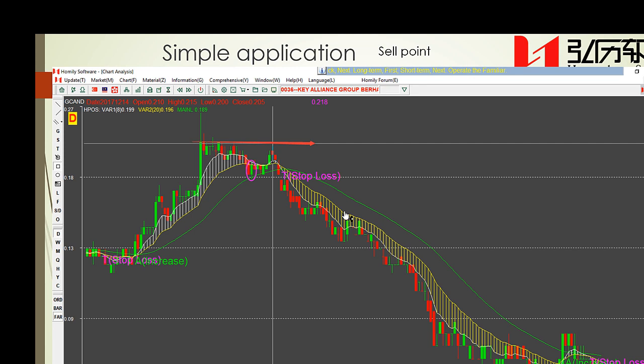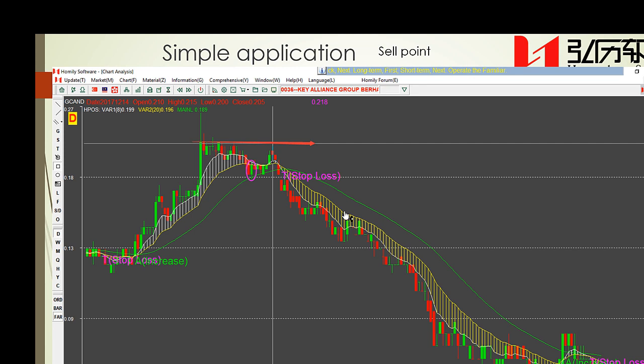Here, after we buy it, every time the previous high point is the resistance, and then if the price cannot break out of this area, we should sell it because it is the resistance. So here we should sell it. And then we can see the price drops below the white band. So here we should decrease our position, right? We should decrease our position at this point.